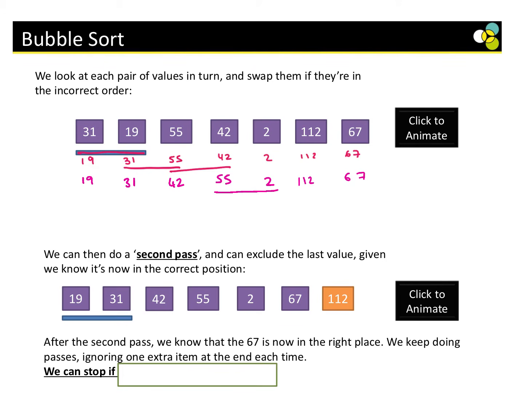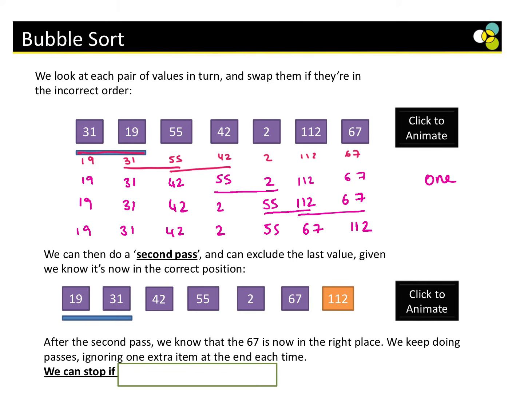I would now look at 55 and 2. Again, I would swap these because 2 is less than 55, then 112, 67. I would then look at 55 and 112. I don't need to swap them because they're in the right order. And then lastly, I look at 112 and 67, which I would need to swap. So 19, 31, 42, 2, 55, 67, 112. This is known as one pass of the algorithm.